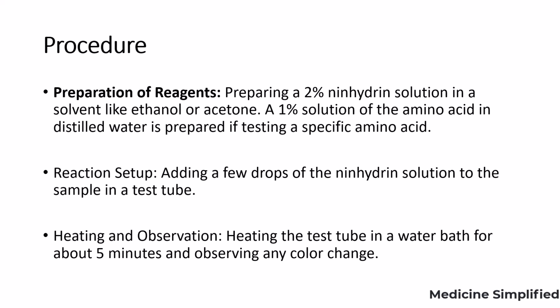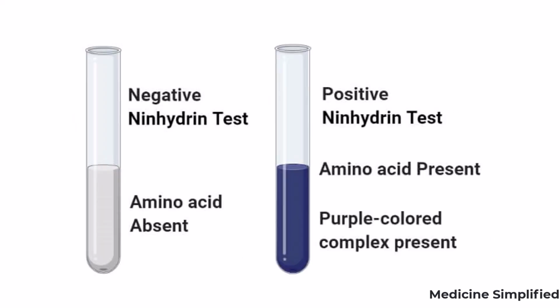The second step is reaction setup, adding a few drops of ninhydrin solution to the sample in a test tube. The third step is heating the test tube in a water bath for about 5 minutes and observing any color change. As you can see in this picture, change of solution into purple color indicates amino acid presence, which is positive ninhydrin, and no change in color indicates absence of amino acids, and the test is negative.